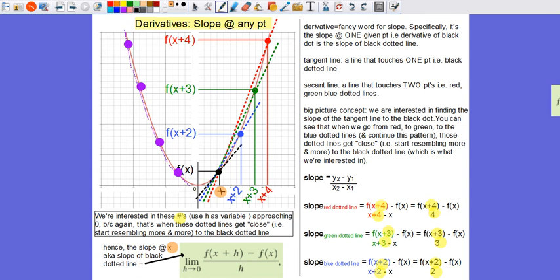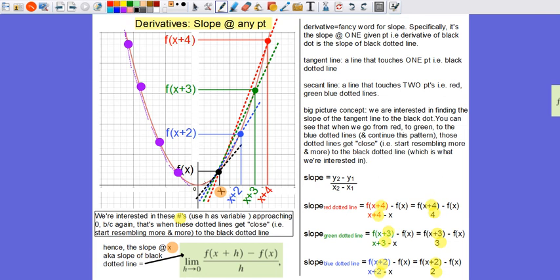Basically, here is the big picture. I want you to ignore these purple dots and purple slopes. Right now, we are interested in finding the slope of this black line. We're trying to find the slope of this black dotted line.